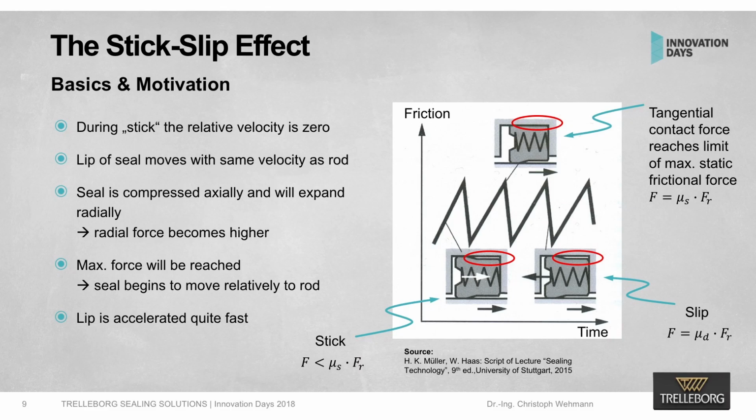When we look at the left picture here, you see in this area the force goes up. So the y-axis shows the force over time. And as soon as the force goes up, it means the seal is compressed in axial direction. Due to this compression, the elastic force of the seal becomes larger, and that's why the force goes up here. This can only go up to a maximum. We see it in this picture here.